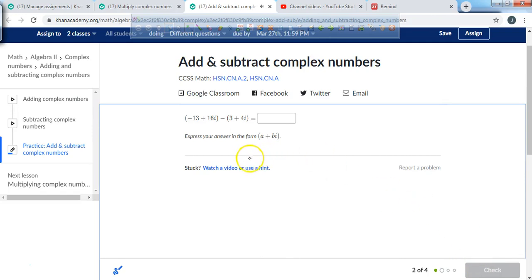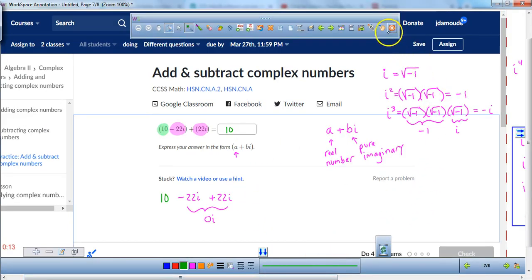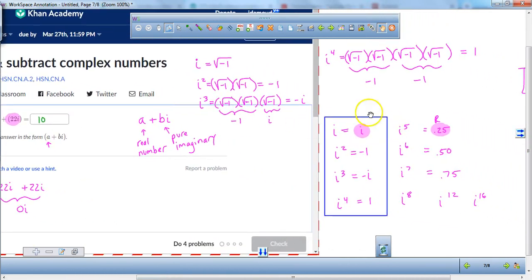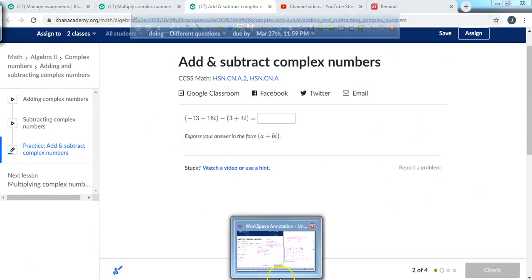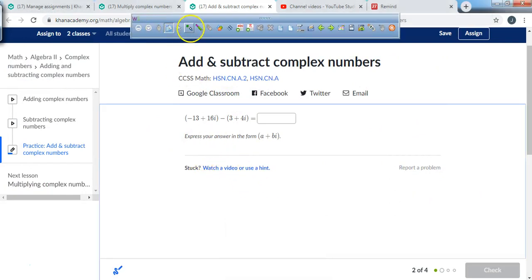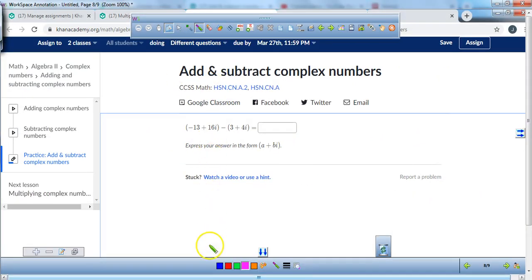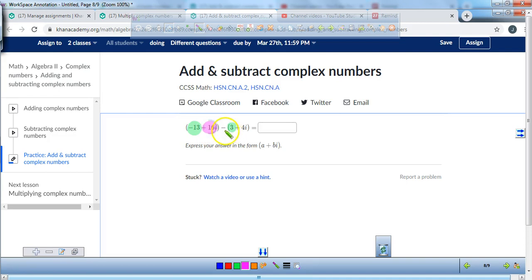Now just remember, what I did over here, all I was doing was a quick little review of your imaginary numbers. Remember, just work this group of 4 and it just keeps repeating itself. You didn't have to know that for this particular one, but you will need to know it later. All right, take a look at this one. Let's highlight the real numbers. All right, there. We got -13. Ooh, got -3. Then we have 16i, and it's asking us to take away 4i.